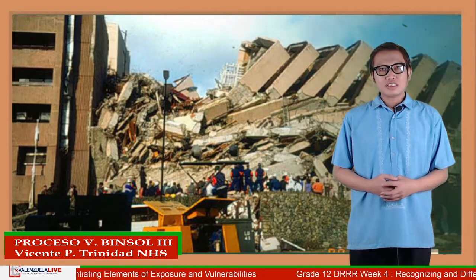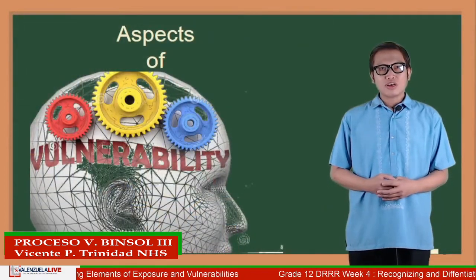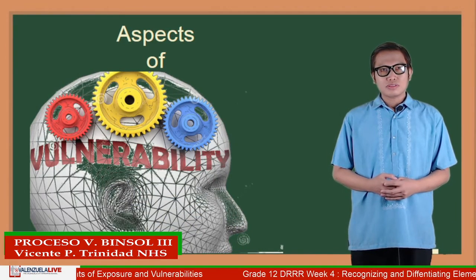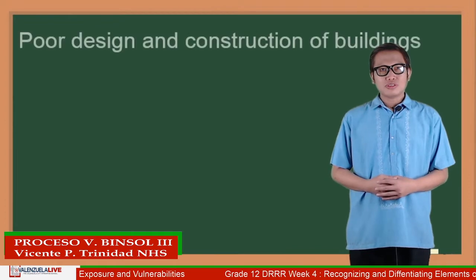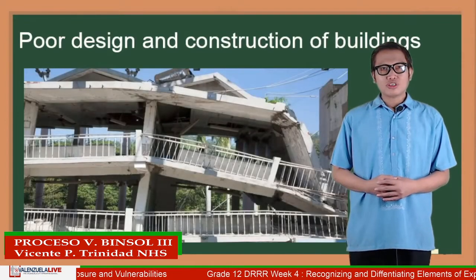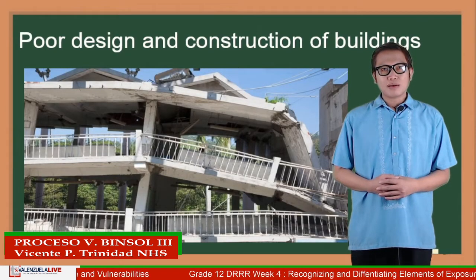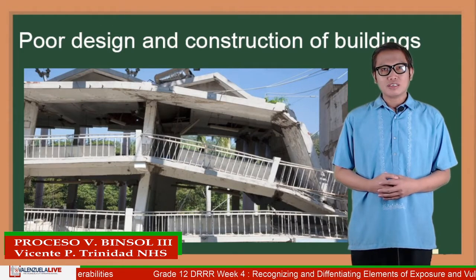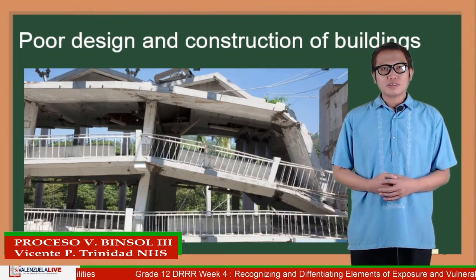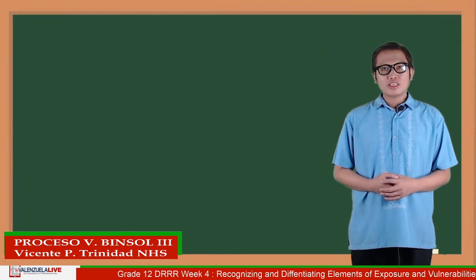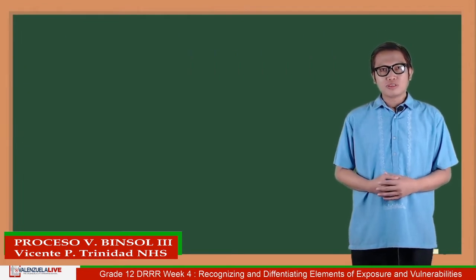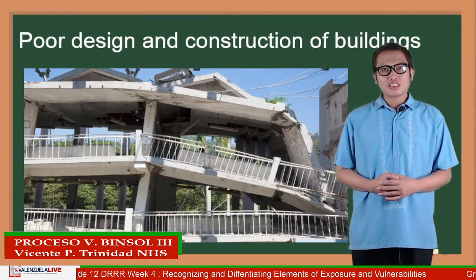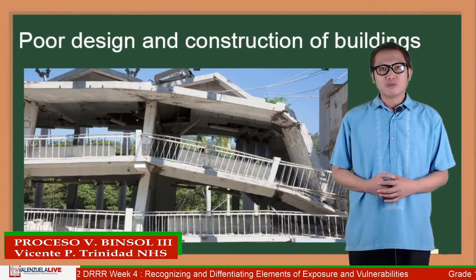Now, let us go to the aspects of vulnerability. In the first image, poor design and construction of buildings. An example of this is the image here of a building destroyed because of an earthquake. Why do you think this building was destroyed? Maybe because of poor construction design and substandard materials it is made of.